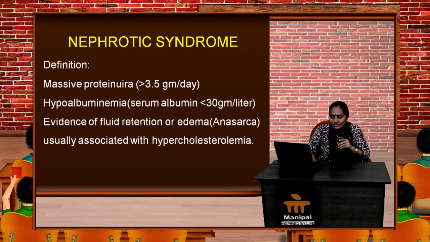Nephrotic syndrome by definition has certain laboratory and clinical criteria, which are laid out as massive proteinuria, hypoalbuminemia, evidence of fluid retention or edema, and when it is generalized it's called anasarca, and it is usually associated with a high cholesterol level.